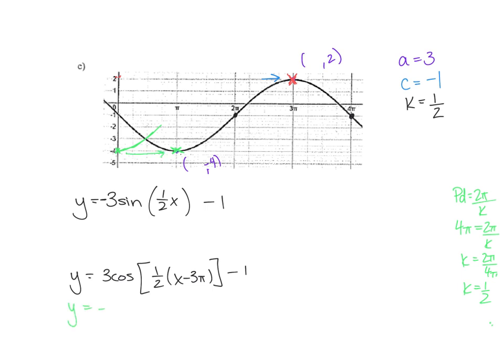So again, we reflected our base cos curve. We vertically stretched it by a factor of 3. We horizontally stretched it by a factor of 2. And then we shifted it to the right pi units and shifted it down 1. And as a result, we've ended up with that graph that we've been provided.